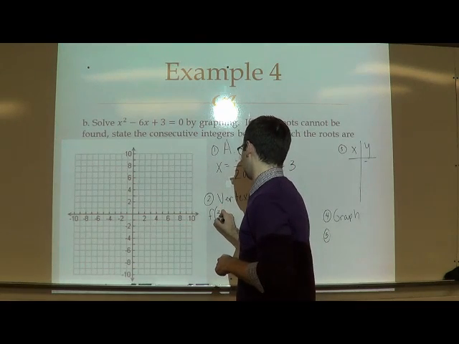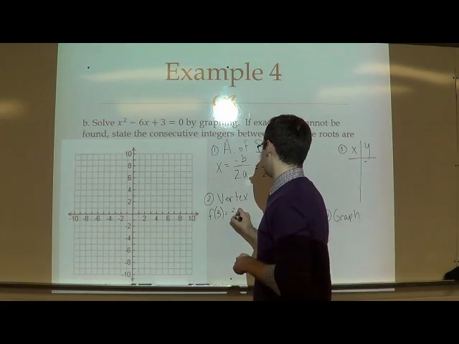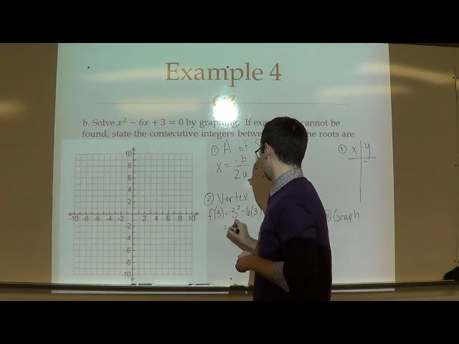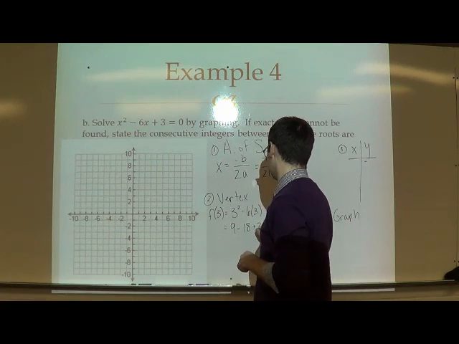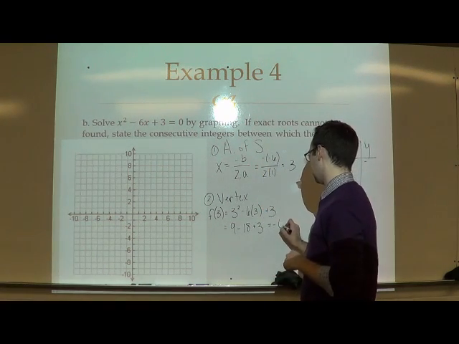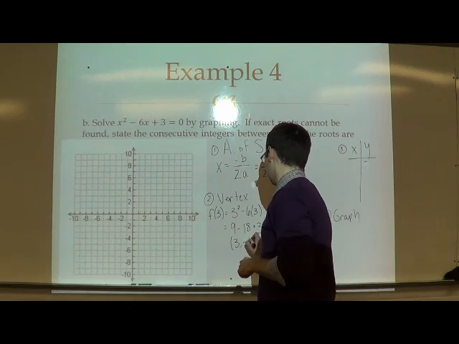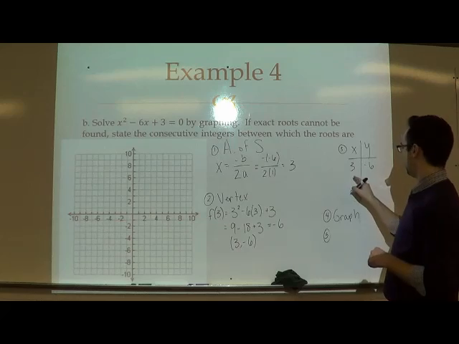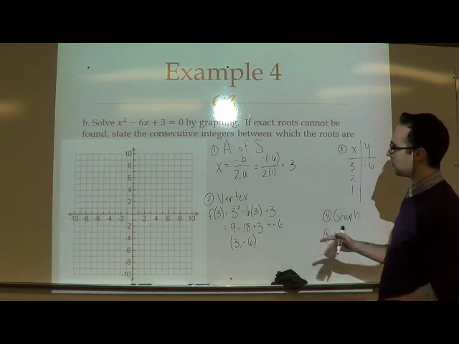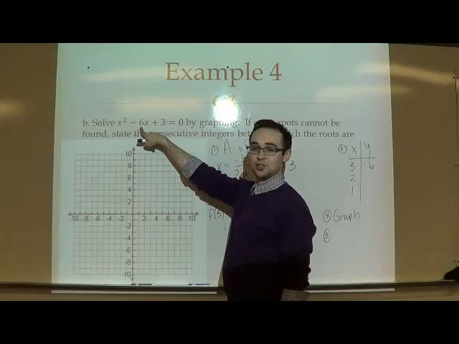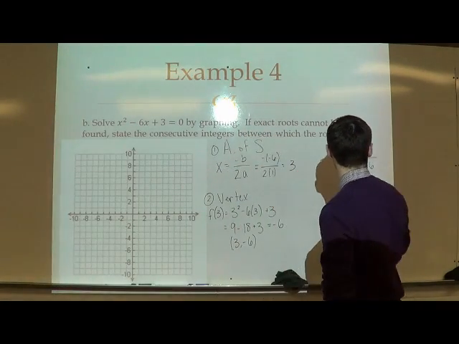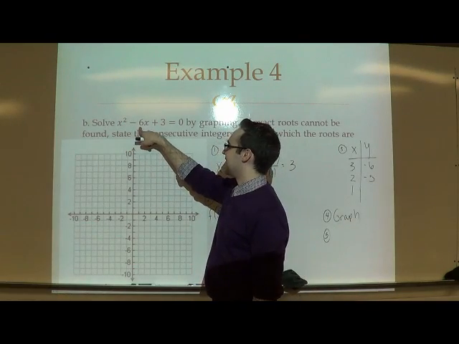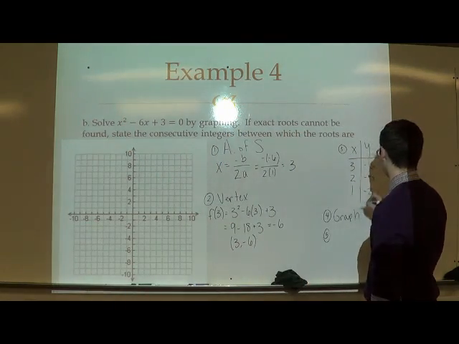Let's go and plug in that 3. So we have 3 squared minus 6 times 3 plus 3. So we have 9 minus 18 plus 3. So negative 9 plus 3 is a negative 6. So our vertex is at 3, negative 6. That's our first point. Let's go ahead and find 2 more points. 2 squared is 4, minus 12 is negative 8, plus 3 is negative 5. And then 1. 1 squared is 1, minus 6 is negative 5, plus 3 is negative 2.